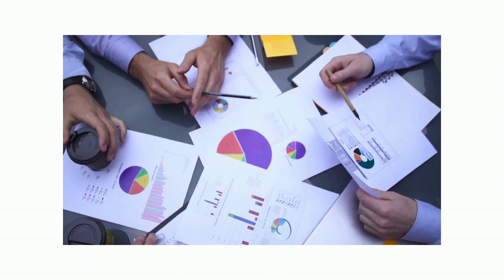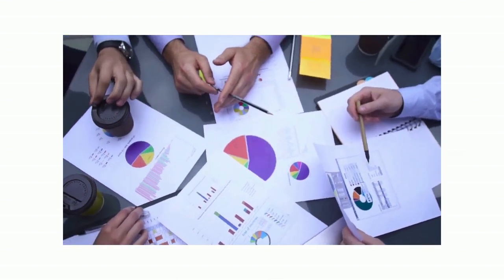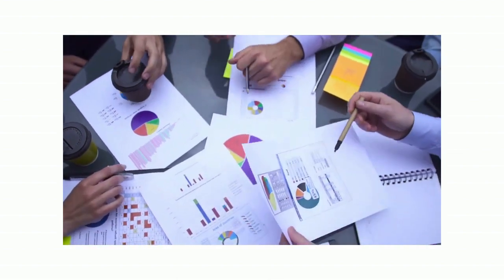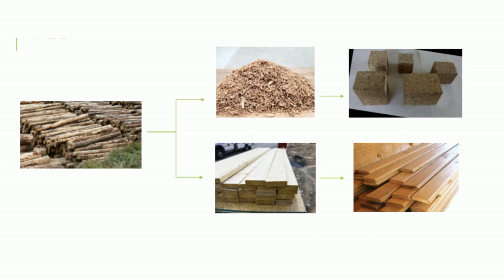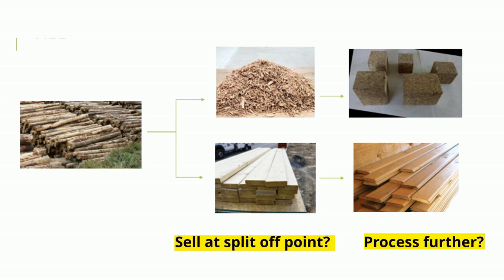Our final objective is to prepare an analysis showing whether joint products should be sold at the split-off point or processed further. By analyzing the costs and revenues of each product that could be produced from the raw material, you can determine whether it's more profitable to sell the joint products at the split-off point or to process them further.